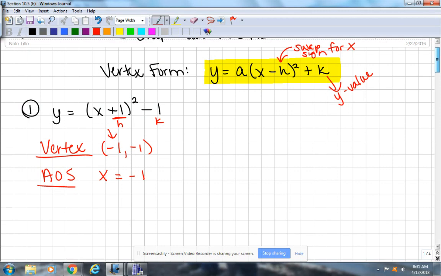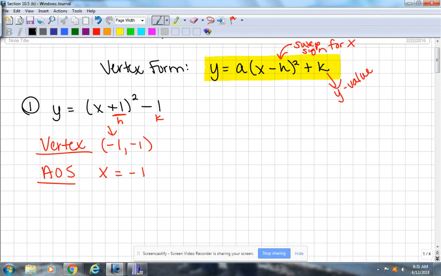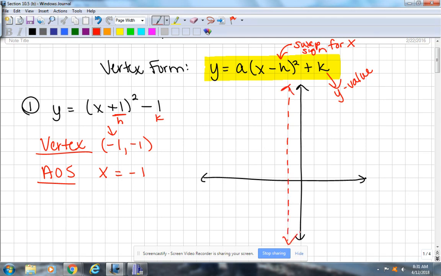So if we know those two things, we can start our graph. So graph yourself an x and y axis, please. Mine's a little crooked. And then graph your axis of symmetry and your vertex just like you did yesterday. So for x equals -1, we're going to go to -1 on the x-axis and draw a dotted line. And then we graph the point (-1, -1), which better be on our axis of symmetry.